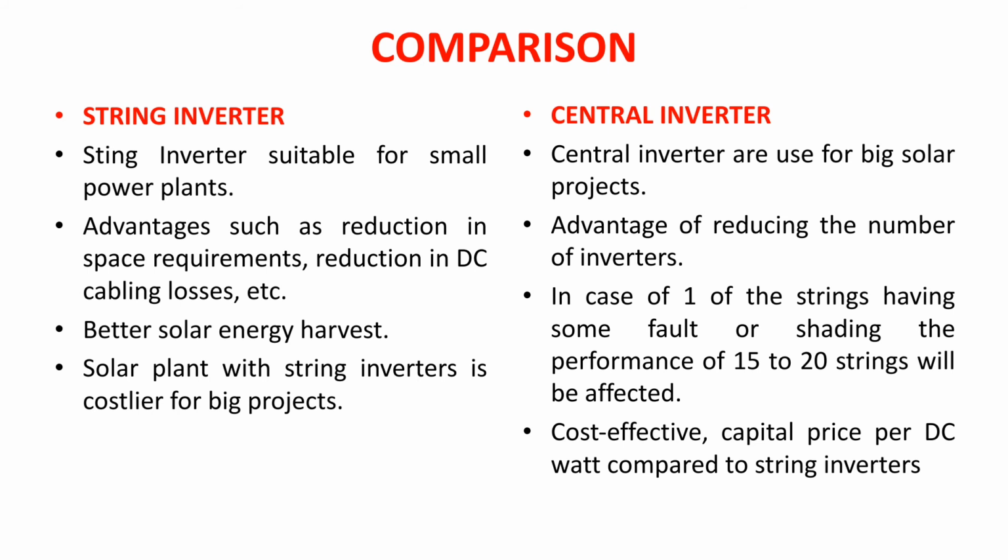Now the next point is, string inverters have better solar energy harvest, because in string inverters, if any of the strings faces a fault or shading, then 2, 3 or 4 strings will suffer. But in a central inverter, if any of the strings faces a fault or shading, then the performance of 15 to 20 strings will be affected. Friends, as we know that for larger plants we require many string inverters, so it will be costlier for big projects, and with a central inverter it will be cost effective, and the price of DC per watt will be less.